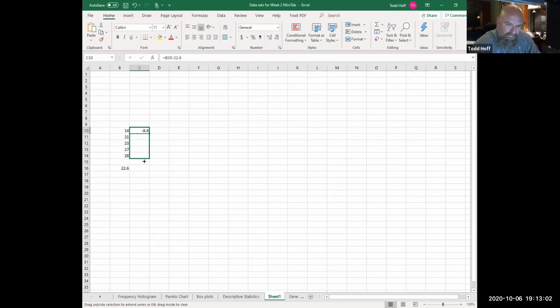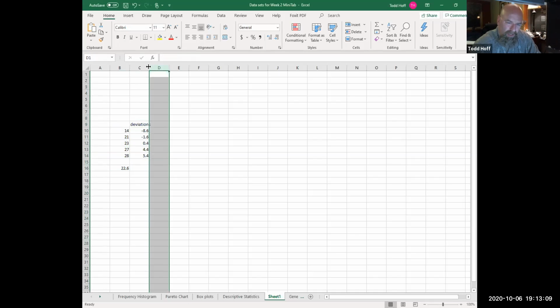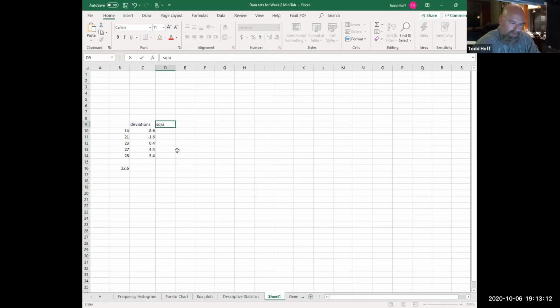So we get all of our deviations here. Next, we're going to do our deviation squared. So that equals this number squared. Then we're going to do the sum. Add those all up. We get 125.2.